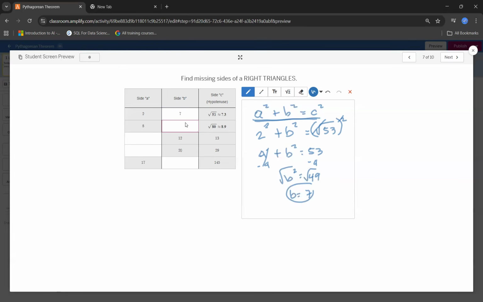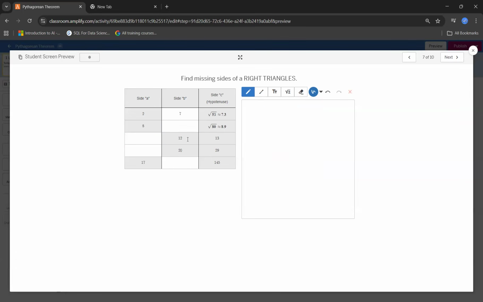Now you can try the 8 and the square root of 80. Let's see if we can get the correct answer. How about if the a is missing and the b is given and the c is given? So we can use the formula again. And our a is missing, so we can just copy that one since that's what we're looking for, plus b squared, which is 12, 12 squared, equals c squared, which is 13 already.